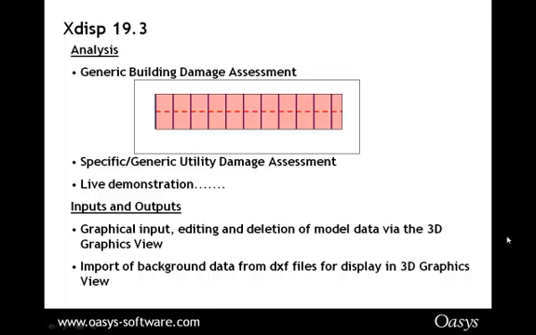Inputs and outputs have also been worked on, as well as analysis. So we've got the graphical input, editing and deletion of model data via the 3D graphics view. So you can now put most of your inputs through the graphics view. And also you can import background data from DXF files for display in the 3D graphics view. And so that's very good for reports, for example, and it gives you a good pointer as to where your buildings are, and just checking your inputs and your outputs.